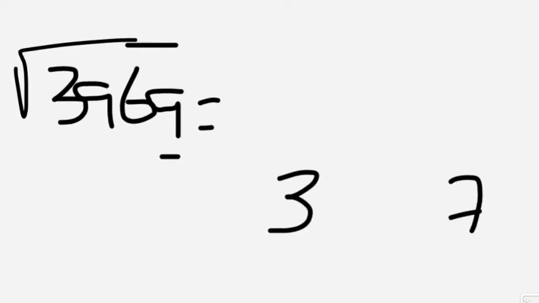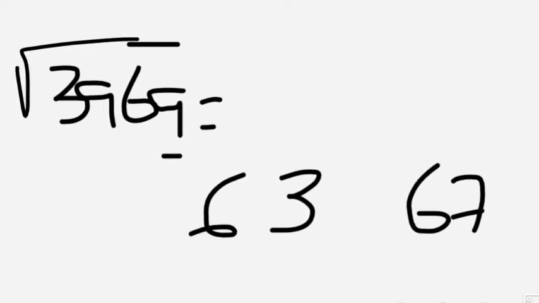Let's take another example to get a clear idea about this topic: the square root of 3969. The unit digit is 9, so the possibilities here are either 3 or 7. Next, leave two numbers, and 39 is nearer to 6 square 36 and 7 square 49. We take 6, so 63 or 67. Either of these two is our answer.